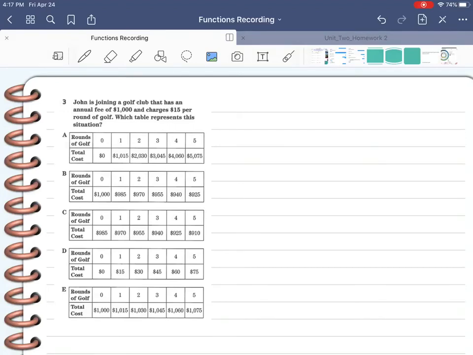Number 3. John is joining a golf club that has an annual fee of $1,000 and charges $15 per round of golf. Which table represents this situation?